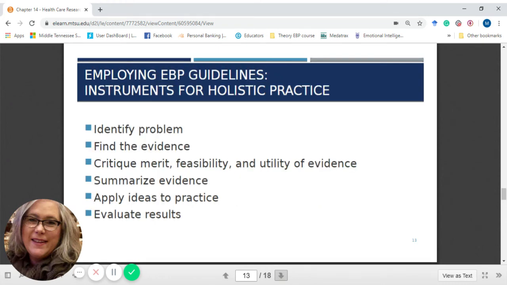And then evidence-based guidelines, clinical practice guidelines. With quality improvement, we're going to identify the problem, look for the evidence, look at the merit and feasibility of the study. What is the evidence out there currently? We're going to summarize that evidence. How can we improve on what we're doing, and evaluate the results of a change?